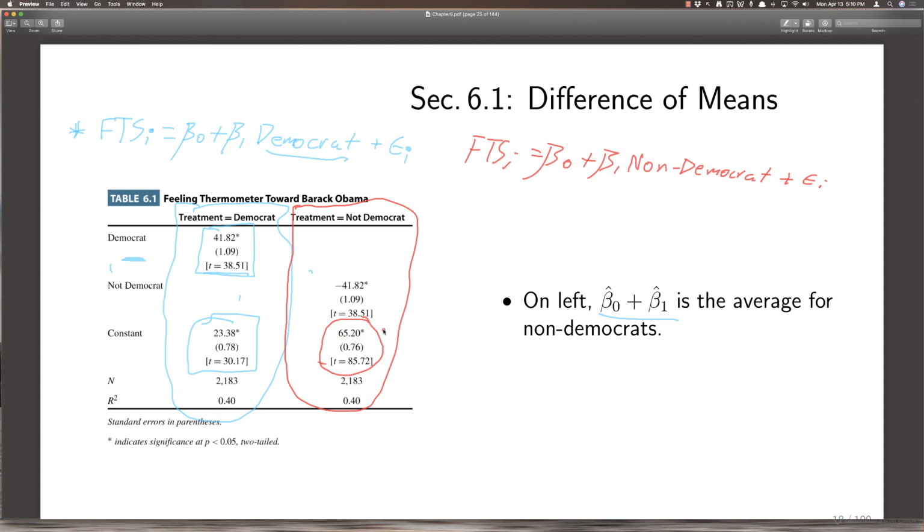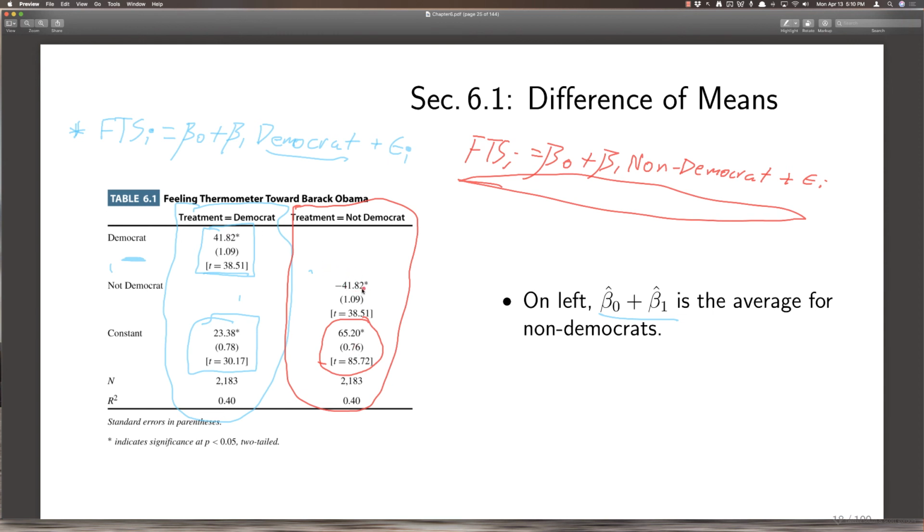So this is the average in this model of the group that got a 0, right? What is that group? Well, it's the Democrats, right? So the average feeling thermometer score for the Democrats is 65.20. It just shows up as a number. We don't have to calculate it.